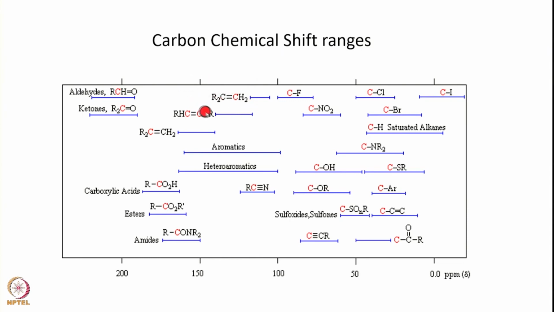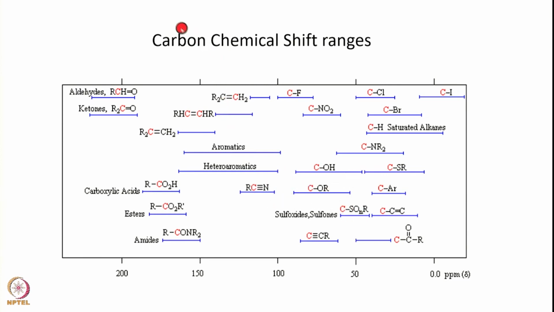area. R2C, CH2 is, if you look at this Ca carbon, it will appear here, and if you have the aromatics, the aromatic carbons will appear from 100 to 150 ppm. Heteroaromatics means if you have these heteroatom substituents over there, they will appear here, and RC triple bond N, that will appear here, sulfoxides, sulfones.